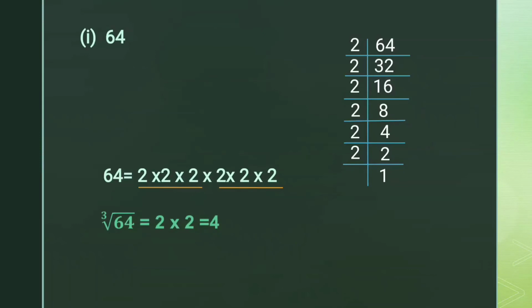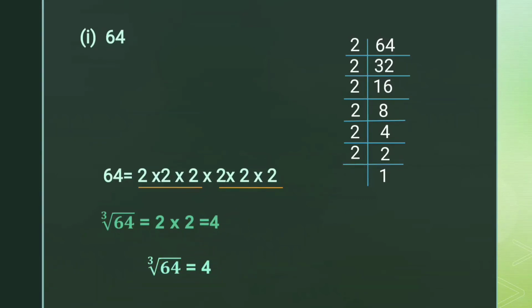So, we have taken here 2 from this triplet and 2 from this triplet, and we will find product of these factors. Okay. So on finding the product we have got 4. Understood? So the cube root of 64 is 4.